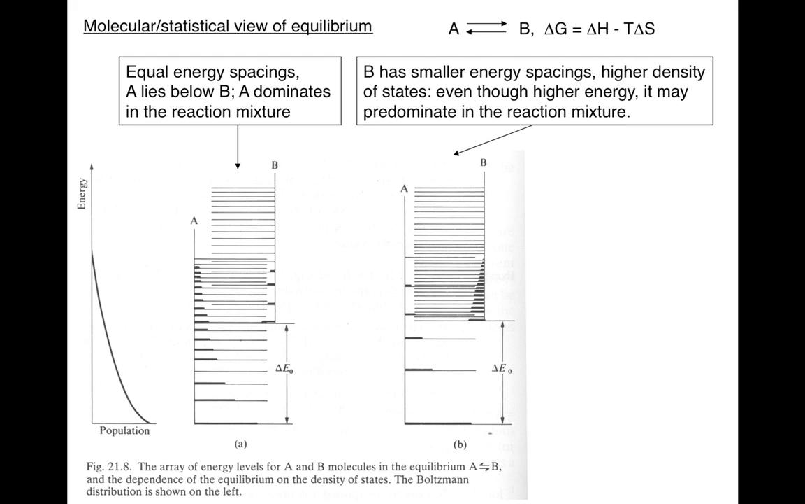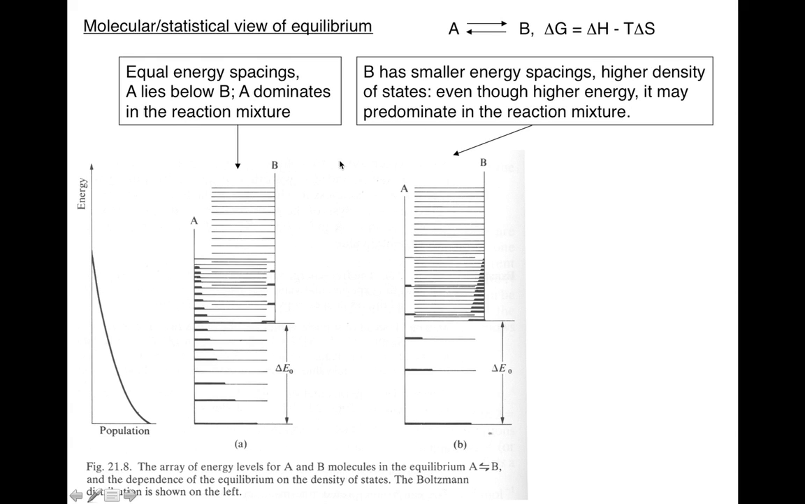Let's jump back to our statistical view of equilibrium. Okay, so here's our little reaction, A plus A goes to B. Simple unimolecular reaction. Delta G, the free energy of this process, is delta H minus T delta S. Okay, so we can think of a couple of different scenarios here. So here would be the population of molecules in given energy states. Okay, so the lower states are more populated. So let's think about a couple of cases.